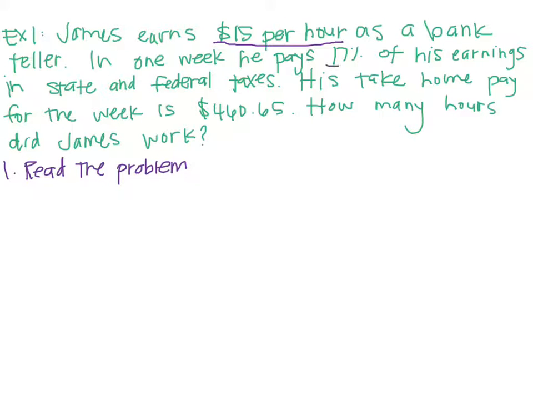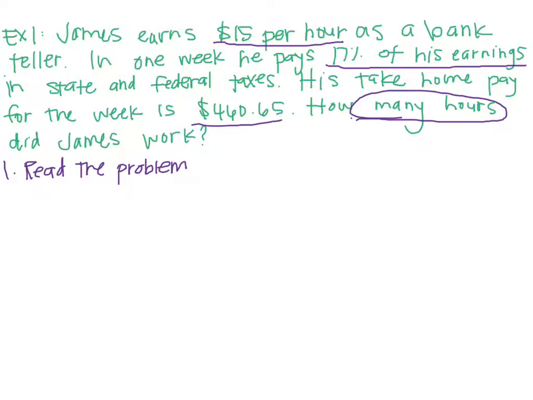In 1 week, he pays 17% of his earnings in state and federal taxes. So I noticed that he pays 17%. And remember, we want to include what he's paying that percentage of. Last week we had a hard time taking our percentages and multiplying them by whatever they need to be multiplied by. So I've underlined that it's 17% of his earnings. His take-home pay for the week is $460.65. And the question is asking me how many hours did James work?